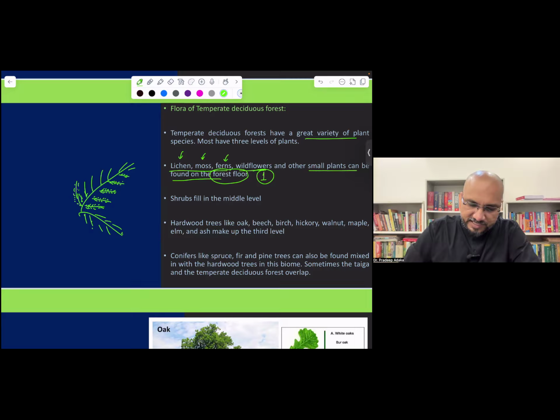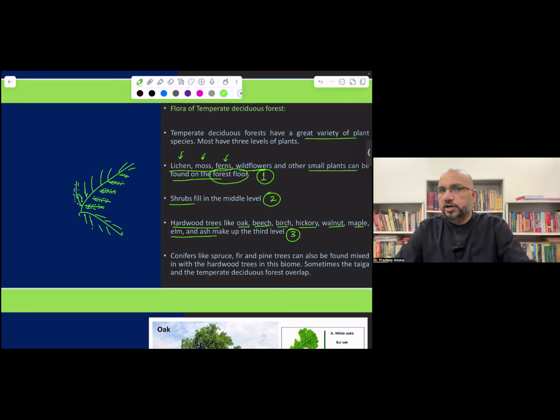Then you have the second level, which has shrubs, the middle level. You have plants at three levels, and the top or the taller plants are hardwood trees. Softwood are conifers. These deciduous trees are hardwood trees like oak, beech, birch, hickory, walnut, maple, elm. These are all your hardwood trees that are found at the third level or the taller plants. So ground level, shrubs in the mid level, and hardwood trees at the higher level, tall trees.